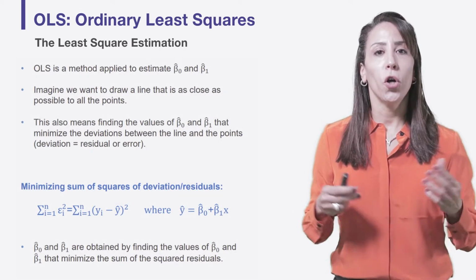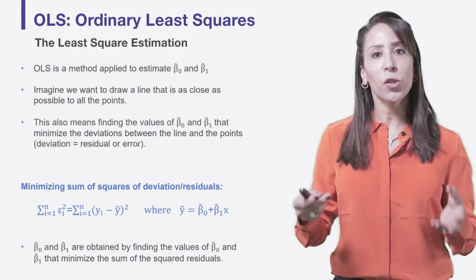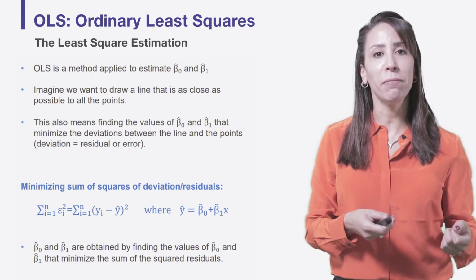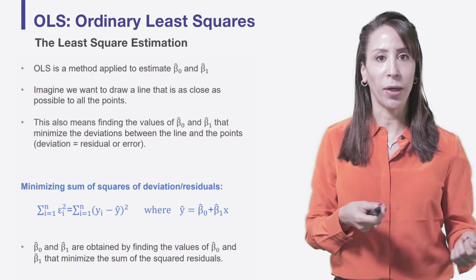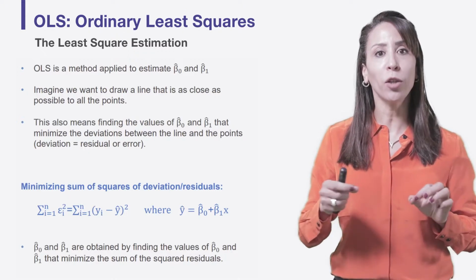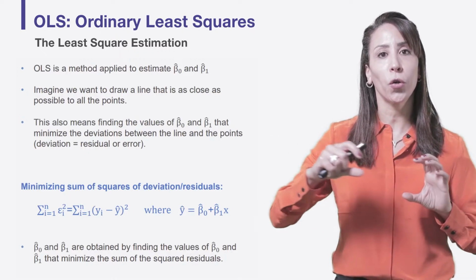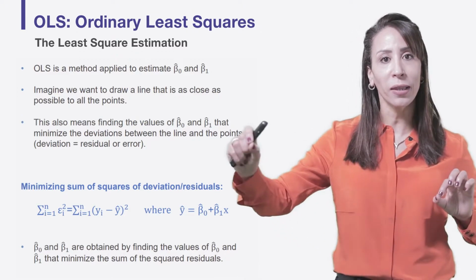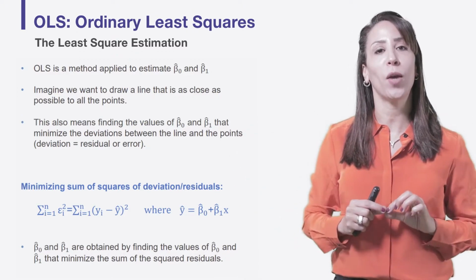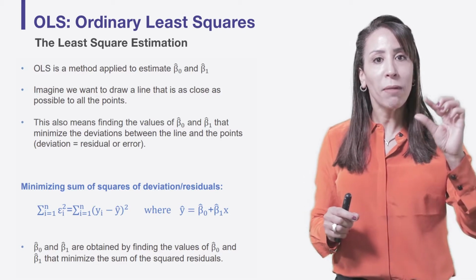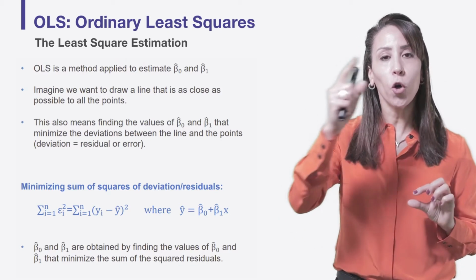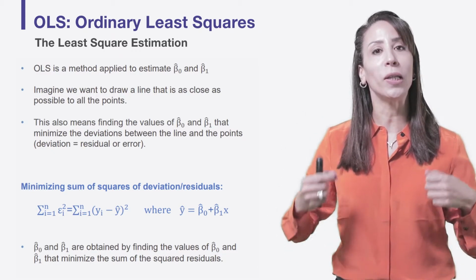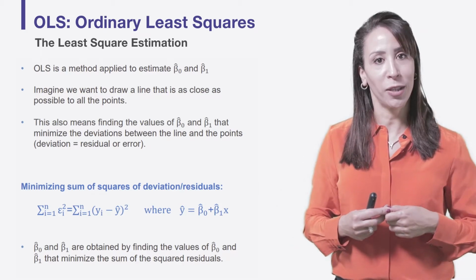OLS, or ordinary least squares, is the method that we apply in order to estimate the parameters beta 0 and beta 1. It's about trying to fit a line that goes across all the different points while minimizing the distance between that line and the different data points that we have seen in the chart. So minimizing the error term for all the points that you have in your chart will lead to the solution of the problem and will lead to the estimation of beta 0 and beta 1.